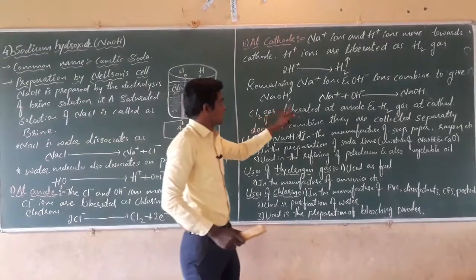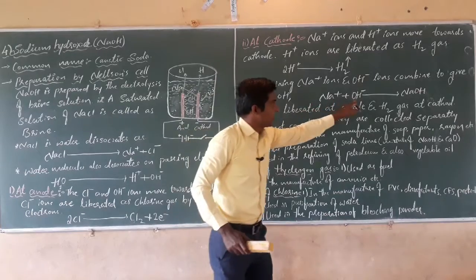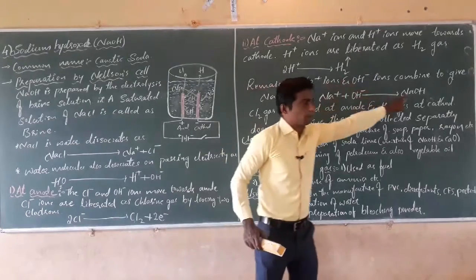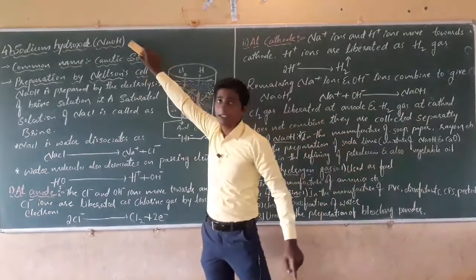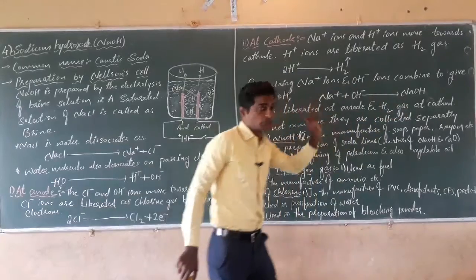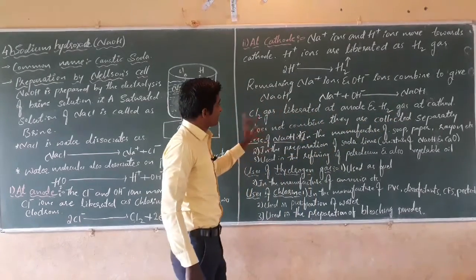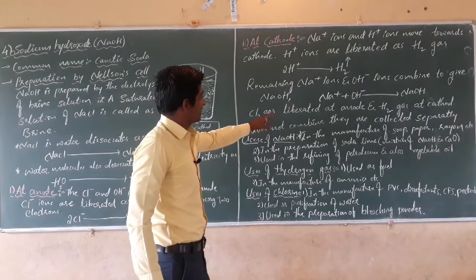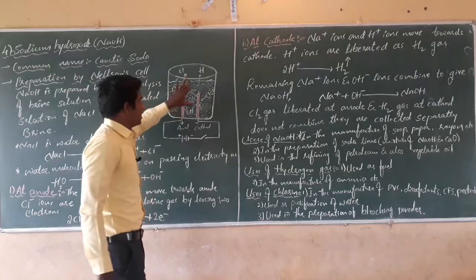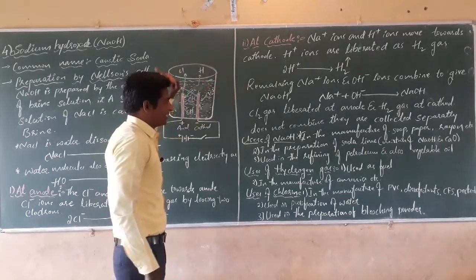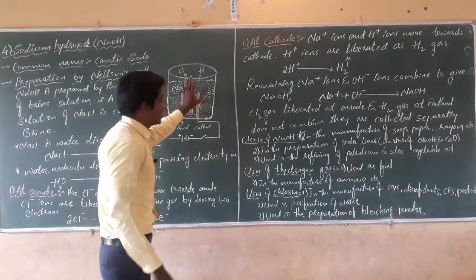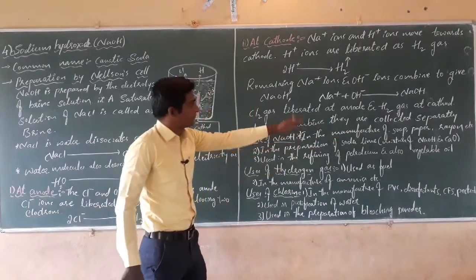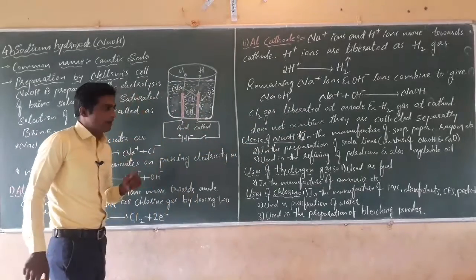Then what happens, dear students? The remaining Na+ and OH- ions combine, they form sodium hydroxide. Then see here, dear students, chlorine gas is liberated separately at the anode and hydrogen gas will liberate at the cathode, and the remaining NaOH combines separately and forms sodium hydroxide.